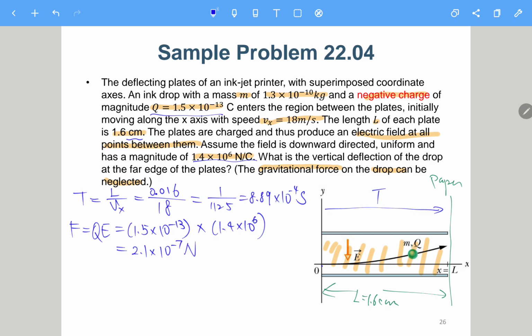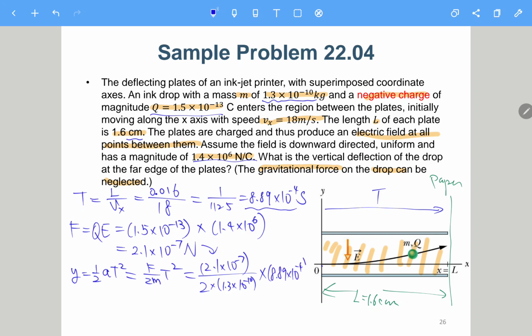Okay, so in high school physics, you should have known that y equals 1/2 at squared. Okay, so you should have known it. And according to Newton's second law of motion, a is F over m. So we have F over 2m times t squared. Okay, so we just need to plug in the numbers. F is 2.1 times 10 to the negative 7 here, and then over 2m. m is given here, so 2 times 1.3 times 10 to the negative 10. And then times t, which is this one, 8.89 times 10 to the minus 4 quantity squared.